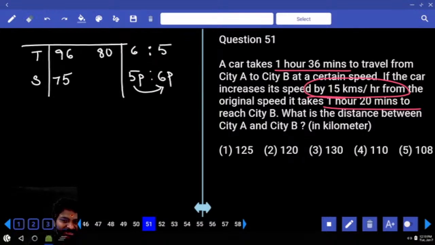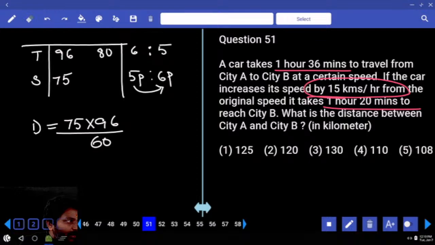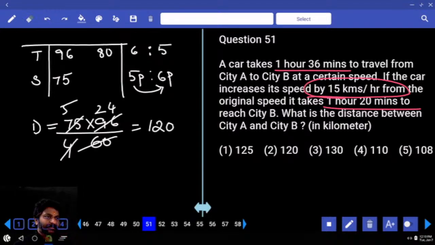Now the question is about distance, right? Distance is equal to speed into time. Speed 75, time 96 divided by 60, because 96 is in minutes, converted to hours. Following, 15, 4 times, 5 times, 2, 4 times, 120 kilometers.